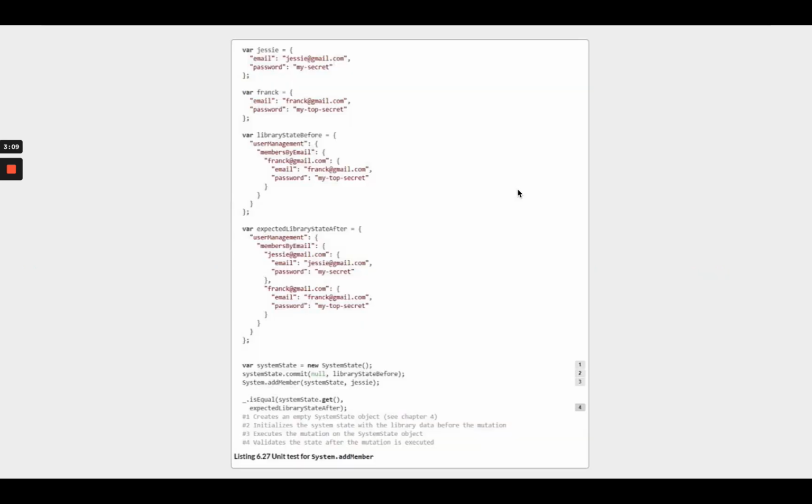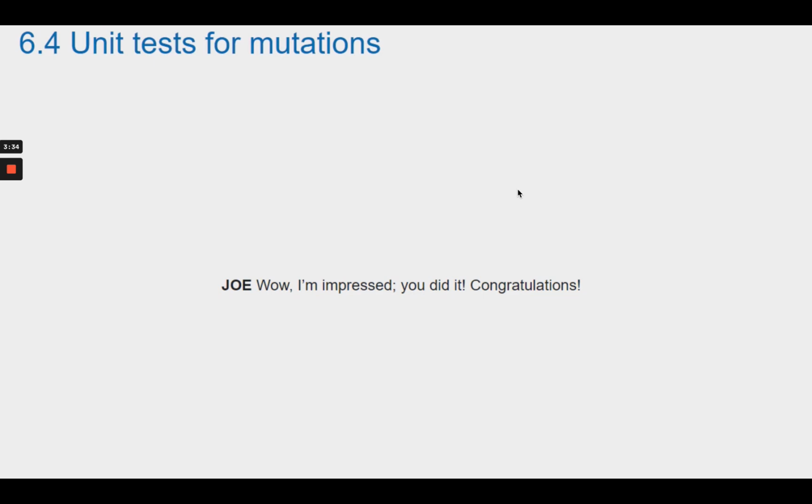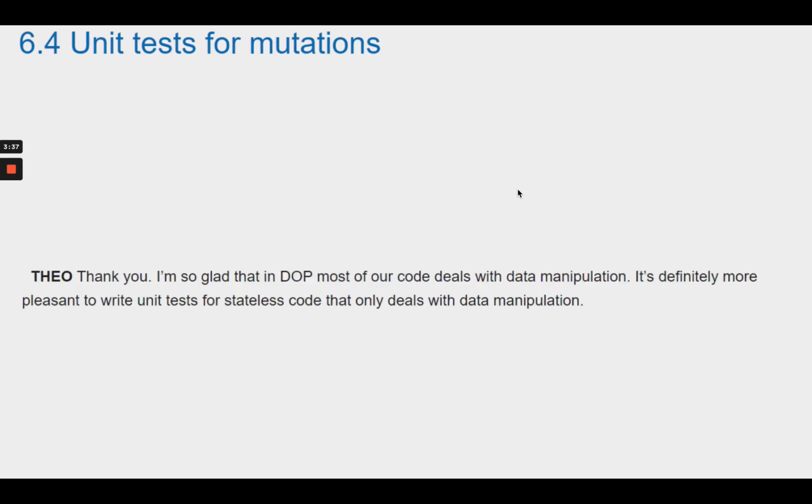Theo copies and pastes the code for library.addMember, listing 6.21, which initializes the data for the test. Then he passes a system state object that is initialized with library state before to system.addMember. Finally, to complete the test, he compares the system state after the mutation is executed with the expected value of the state. Joe: Wow, I'm impressed. You did it. Congratulations. Theo: Thank you. I'm so glad that in DOP most of our code deals with data manipulation. It's definitely more pleasant to write unit tests for stateless code that only deals with data manipulation.